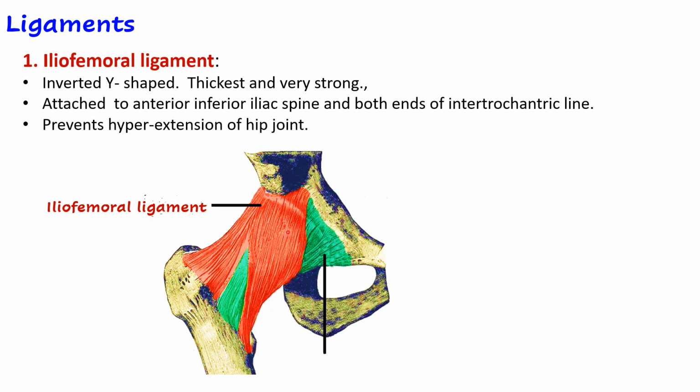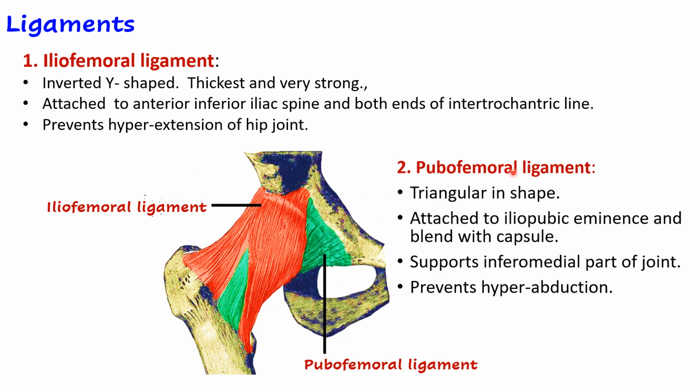Now, this ligament prevents hyperextension of hip joint. There is a tendency for us to fall backwards at the hip joint because the center of gravity passes behind the hip joint. So there is a tendency of hyperextension. This is prevented by iliofemoral ligament, and that's why this has to be one of the strongest ligaments of our body. The second ligament is the pubofemoral ligament.